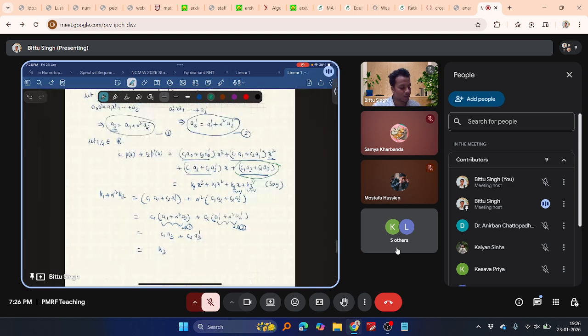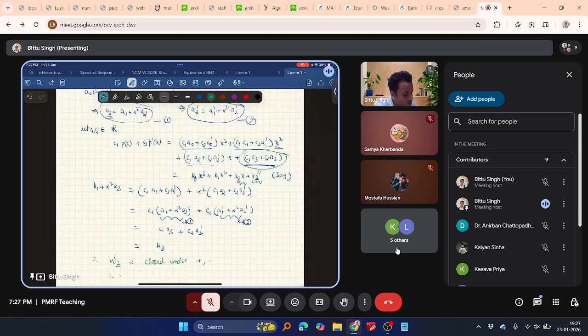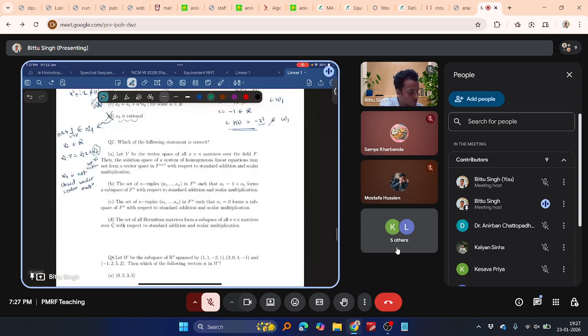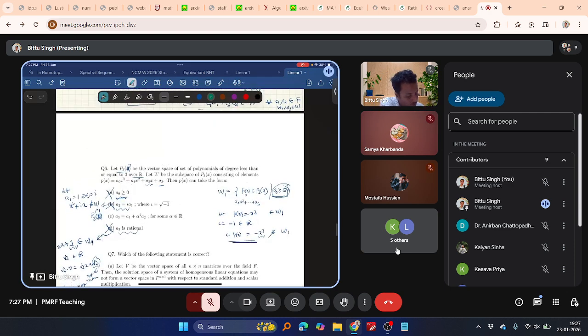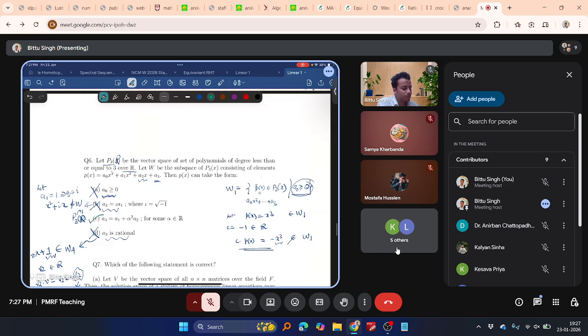So from here it is clear that this set W3 is closed under addition and scalar multiplication. Therefore W3 is a subspace of P3(x), where x is denoted as the variable. So this is the correct answer.